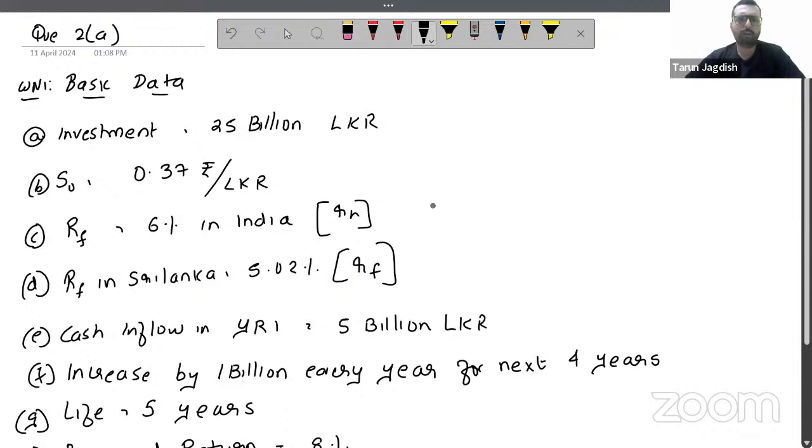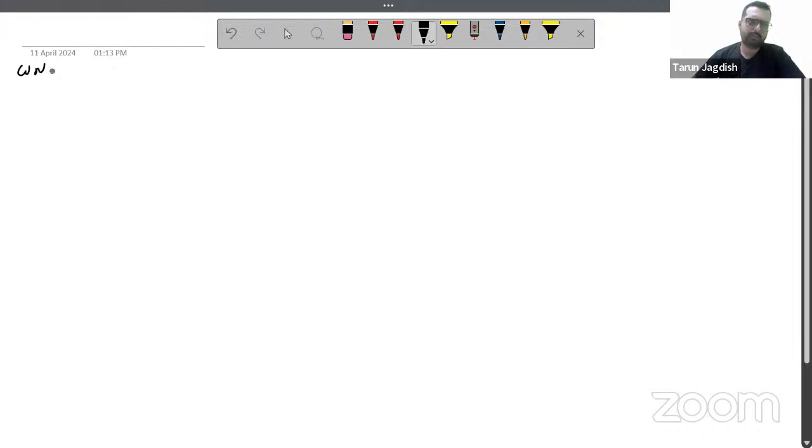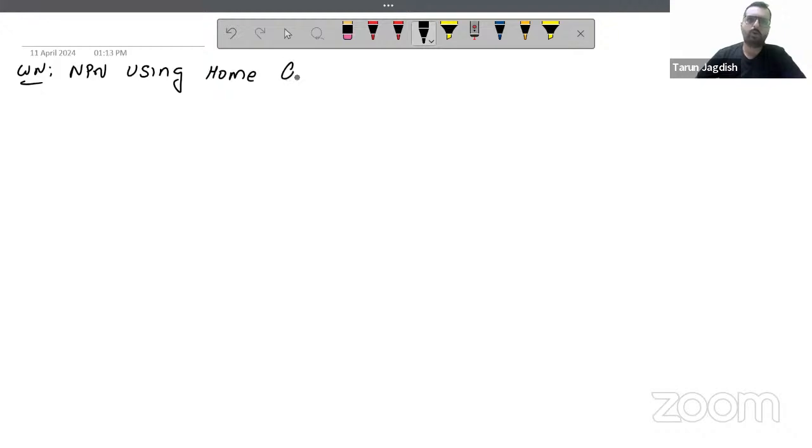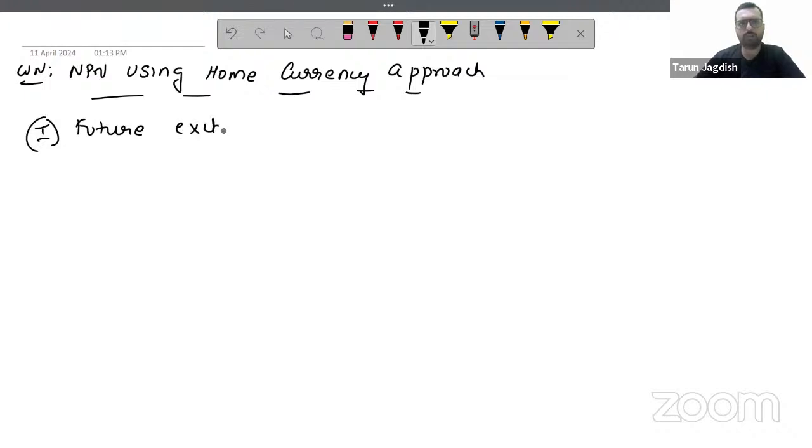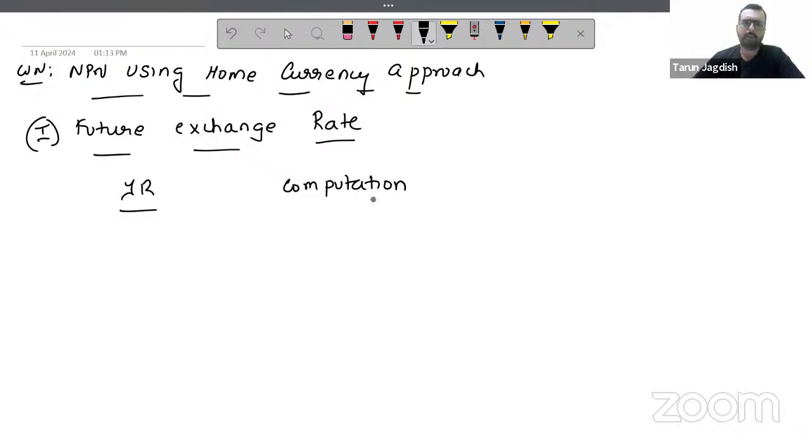That's okay. What we'll do first is we will find out using home currency approach. Next working note, NPV using home currency approach. So here, step number 1, we have to find out the future exchange rate. Friends, we have done a similar type of problem in international financial management. There it was dollar. Here they have given Sri Lankan rupee. Concept wise, everything else is exactly the same. So let us see.